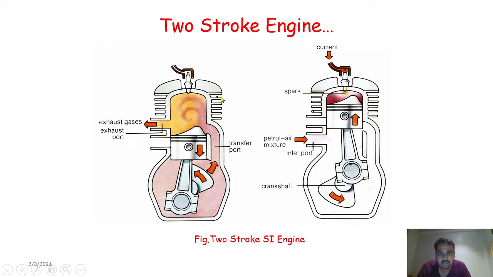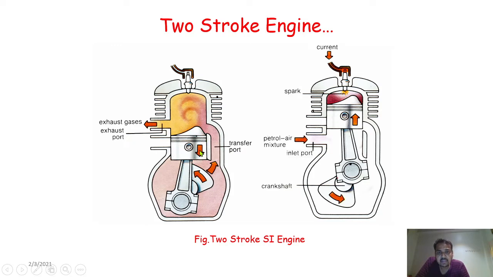And if you see in this left diagram, because of the gaseous pressure, the piston will again move from TDC to BDC. See the direction. The position of the piston during compression is TDC, but now the piston will move from TDC to BDC, and this process is called a power stroke or expansion stroke.